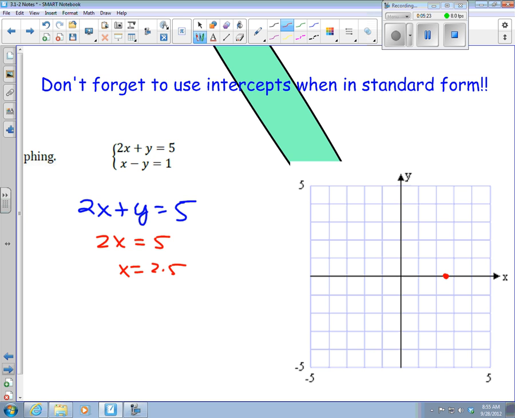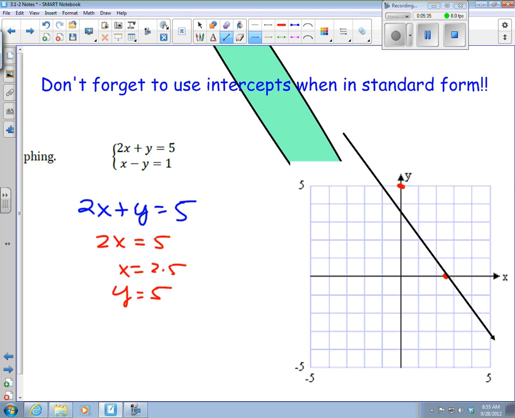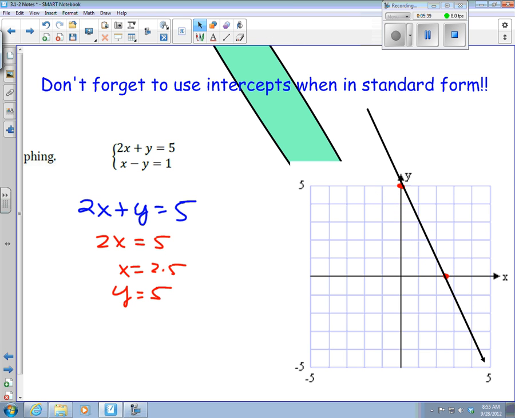Plug in 0 for x, and you get y equals 5. So there's my y-intercept. You can also use the cover-up method, I guess you could say. So I got those 2 points. Let's throw a line through them. Oh, I'm pretty close right there.